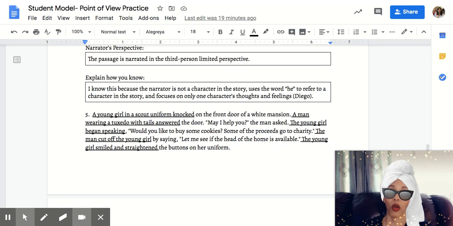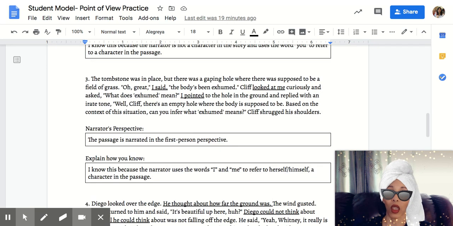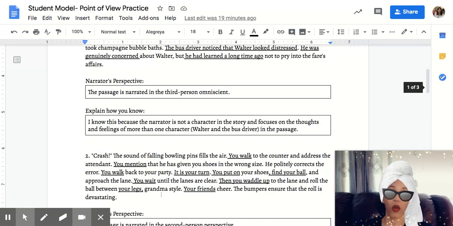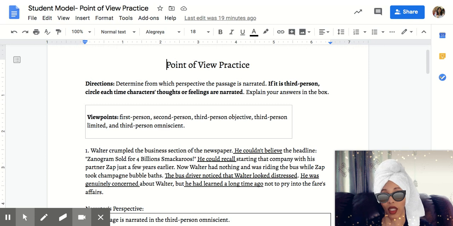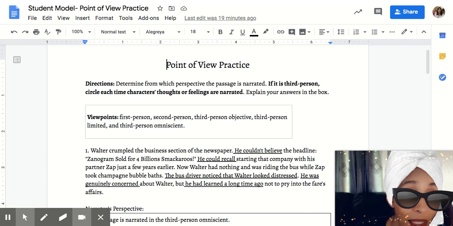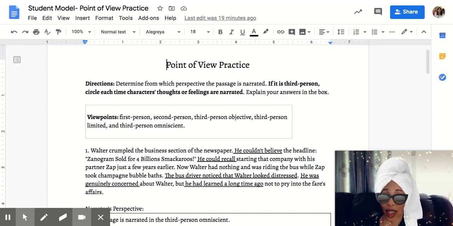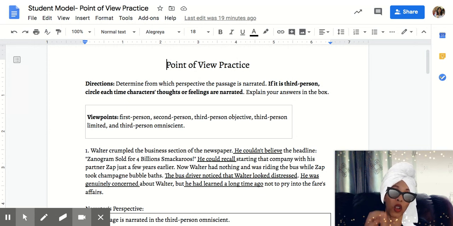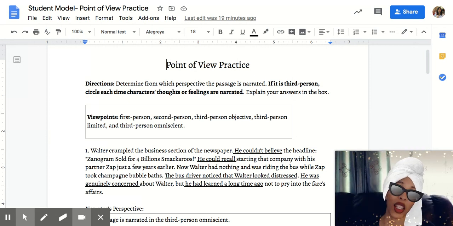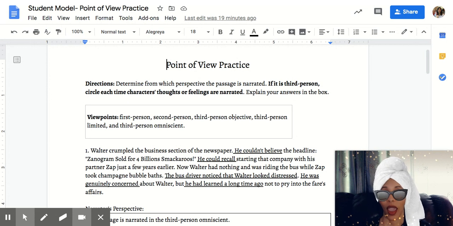So as you were able to see from this assignment, I, as a teacher, know this student knows the different points of view. She's able to not only identify pronouns in a text to help her, but she knows the meaning of each of the points of view. Because once she determines after annotating that it's that point of view, she's able to explain how she knows. And that's where the higher level thinking goes.